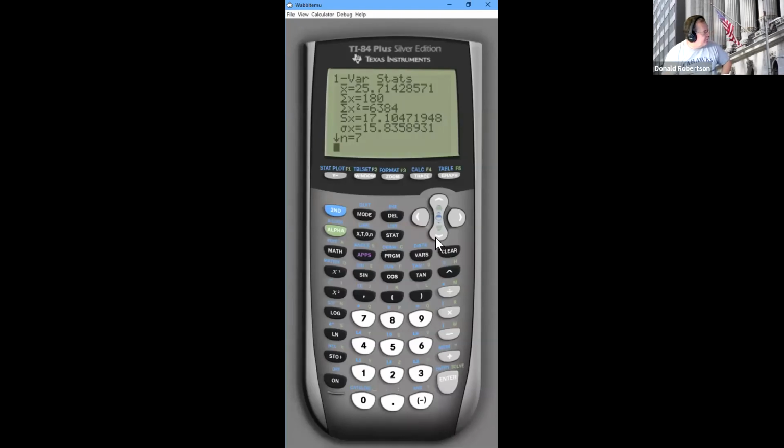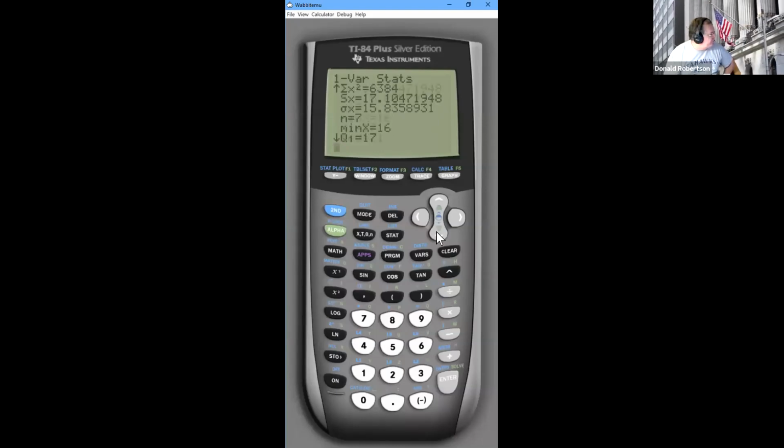Here's some other stuff. Do you notice it says n equals 7? So evidently I only wrote down 7 numbers, but I'm going to keep it because I don't want to redo it. Do you see that the smallest number was 16? That the Q1 was 17? That the median was 21? That Q3 was 23, and that the maximum was 64. Do you see you actually get everything?